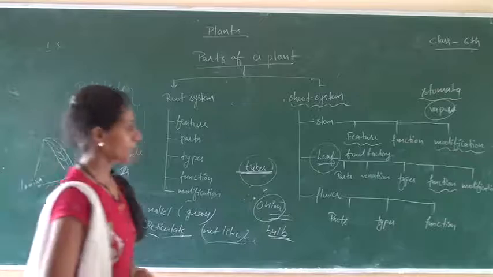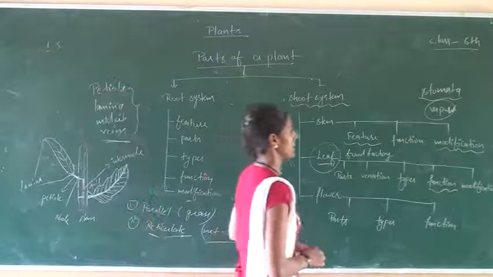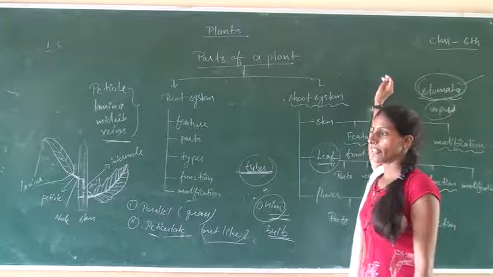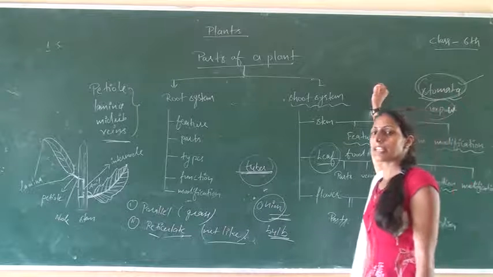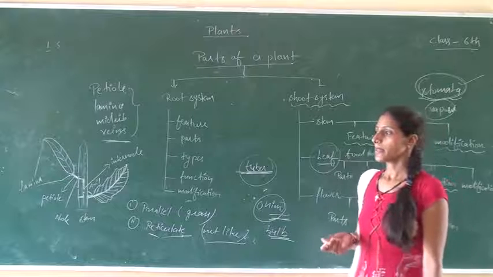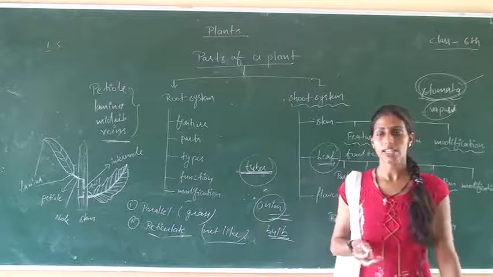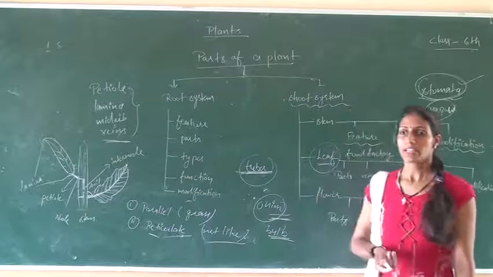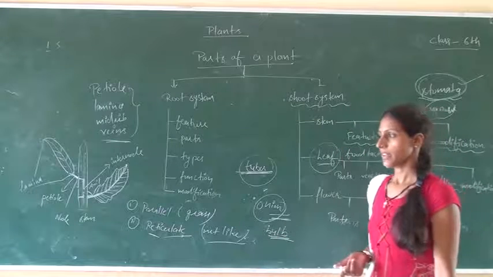Next function is gaseous exchange. Exchange of gases takes place through stomata during respiration and photosynthesis. In photosynthesis, carbon dioxide is taken in and oxygen is released. But respiration takes place in the absence of sunlight, at night, and the process gets reversed: plants also take in oxygen and release carbon dioxide, just like human beings. So scientists say that at night we should not sleep under plants, because they release carbon dioxide just like us. Okay, students.